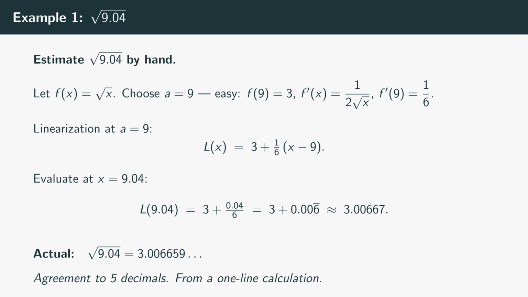Now check against the truth. Pull out a calculator. The actual square root of 9.04 is 3.006659, and so on. We got 5 decimal places of agreement from a one-line hand calculation. The tangent line, evaluated at a point only 0.04 away from the base, is essentially as good as a calculator. This is the power of linear approximation in its simplest form.